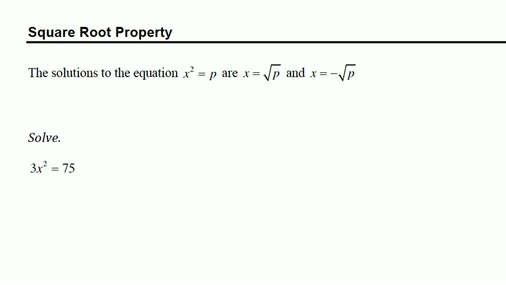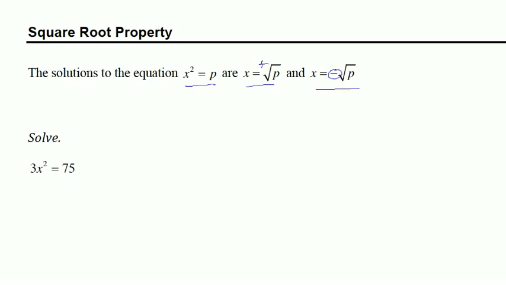The square root property states that the solutions to an equation of the form x squared equals p are x equals the square root of p and x equals minus the square root of p. What this means is that we can solve this by just taking a positive and negative square root of the side of the equation that does not contain the x squared.